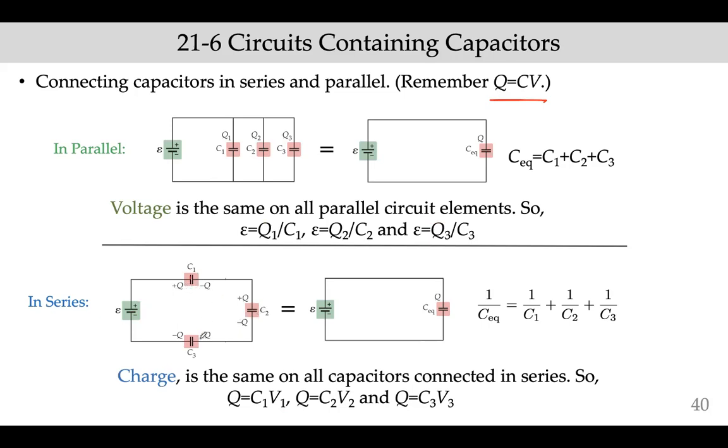But for this case, what we have is the voltages are not the same, but the charges are the same. So here, if you write that equation, Q equals C1 V1. Here it will be Q equals C2 V2. So V1 is the voltage here. V2 is the voltage on this capacitor. And here we will write Q again equals C3 V3. These Qs are the same. The values of these Qs are the same.